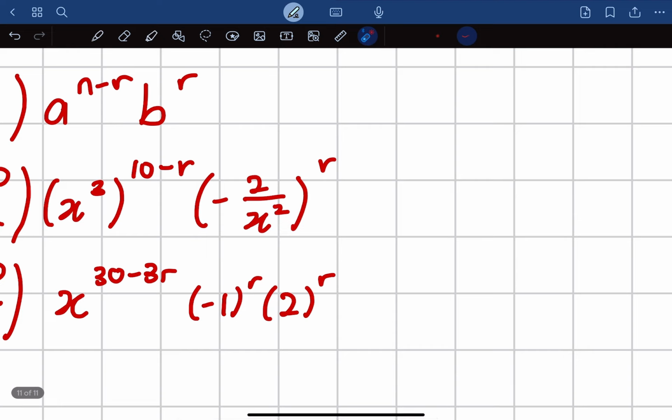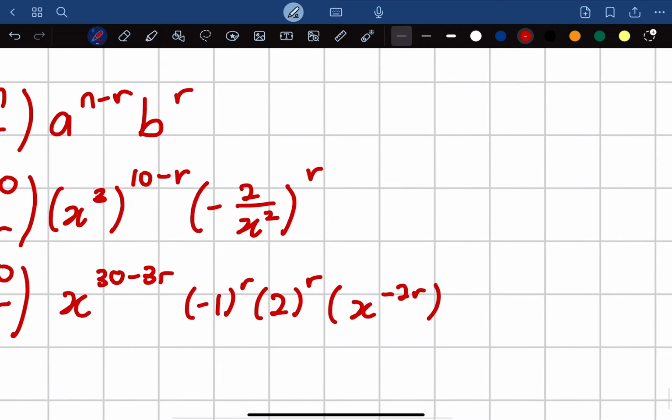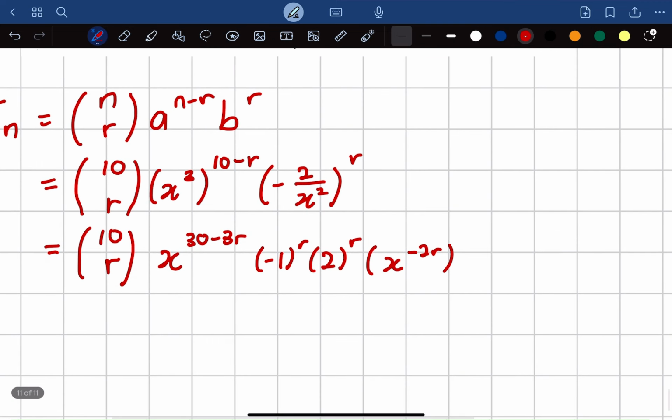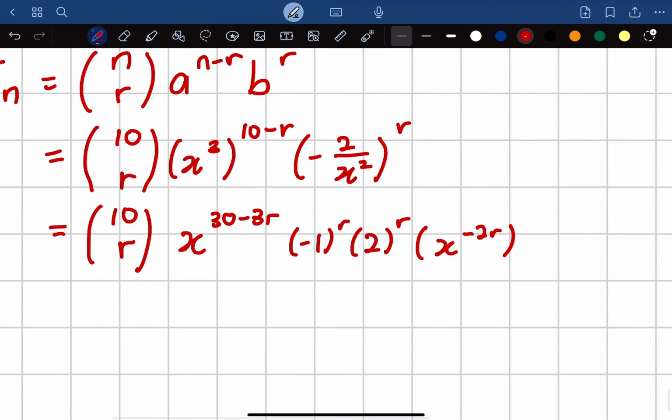And the last one, this x squared is in the denominator. If I flip this upward, this will be x power negative 2. And multiplying it to this power here, this will be simply x power negative 2r. Okay, then from here, I just need to combine all the x terms together by multiplying them, and by laws of indices, if I multiply two terms with the same base, I add the powers together.